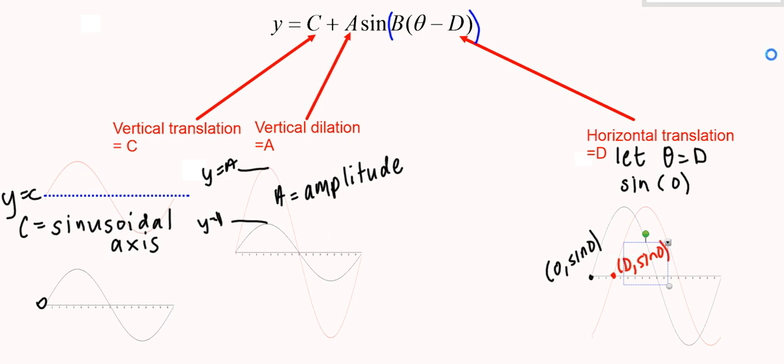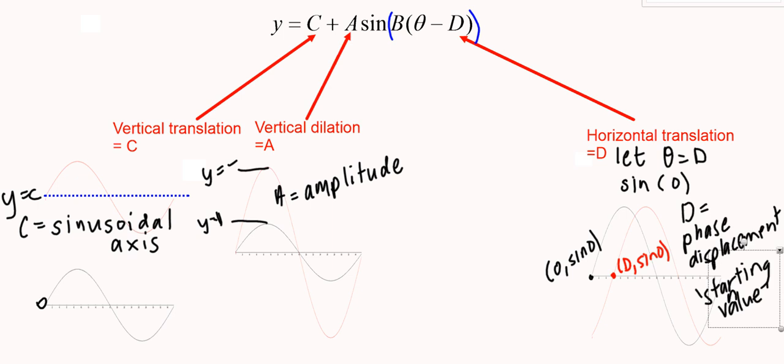So if I think about what's really going on here, when I have minus d inside the argument, what that's doing is shifting the graph d units to the right, which is the horizontal dilation, or excuse me, the horizontal translation of d units. A way of interpreting d is that it's kind of like the starting place of the graph. So what normally happens at theta equals 0 is going to happen at theta equals d. And the name for that is that d is called the phase displacement.